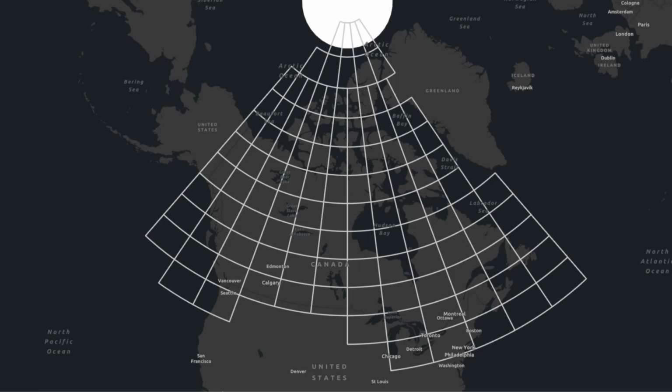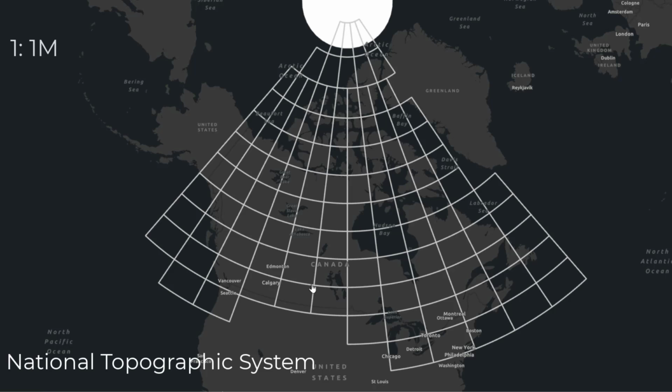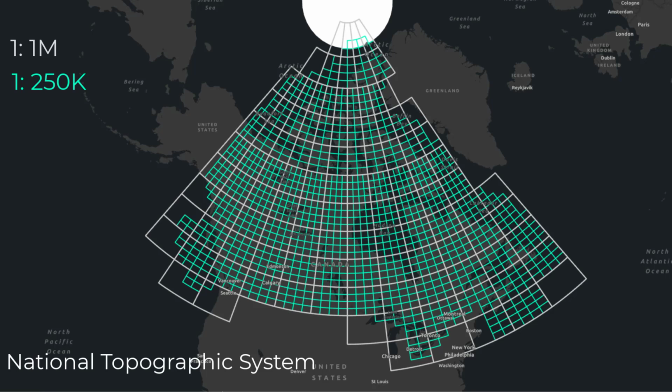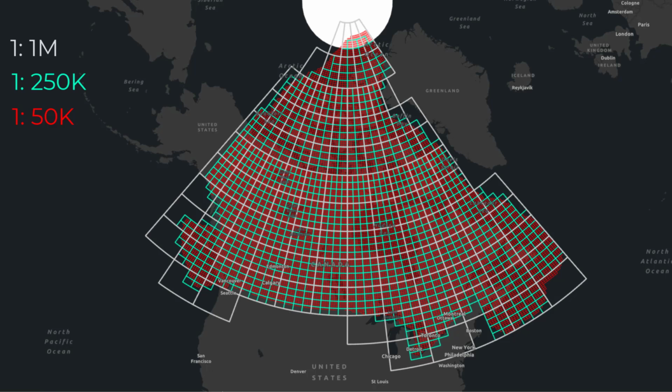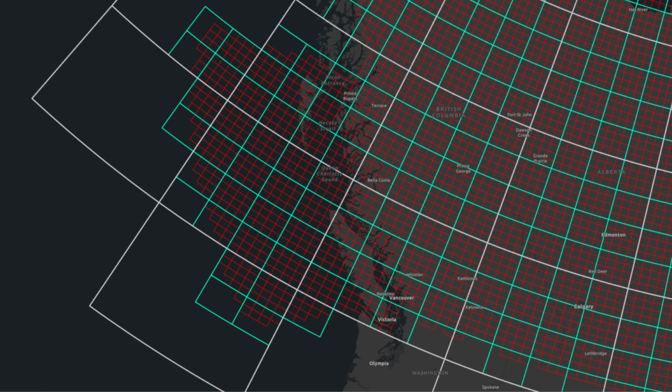Canada uses a grid system to manage the nationwide topographic map, the National Topographic System, or NTS. The grid sizes vary by the scale. It includes 1 to 1 million grid, 1 to 250K, and 1 to 50K. A 1 to 50K NTS map tile covers an area of 1,000 square kilometers.